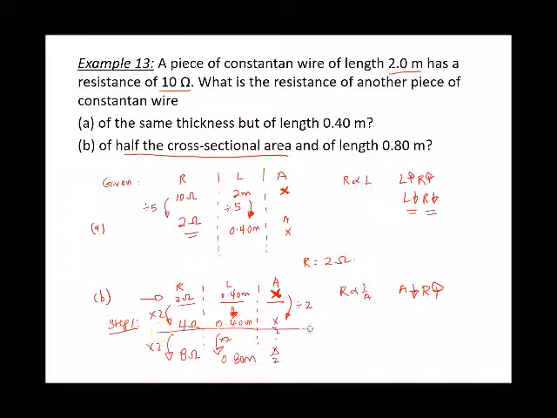After that, what I do next is I now change the length. The area over here, I don't change. When the length times by 2, the resistance also times by 2. So this is step number 2. And then finally, I find that when the length is 0.8 meters and the area is half of the original area, the resistance will be equal to 8 ohms.